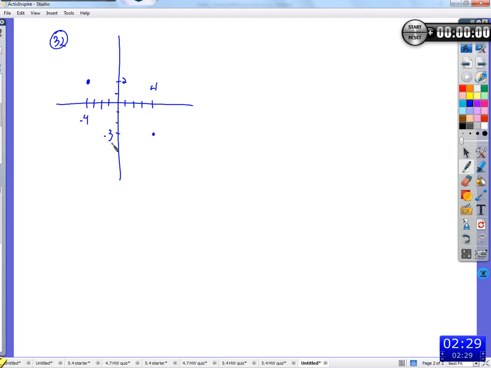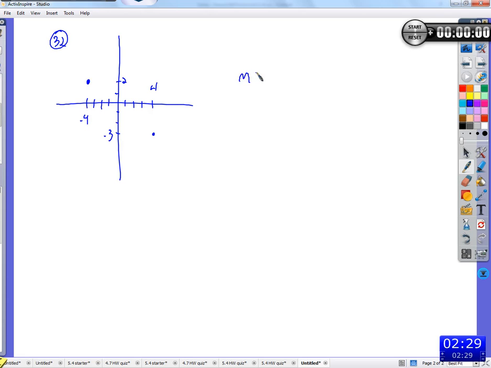And what's the vertical change from here to here? How much does that change? 4, 5, or 6? 5. From here to there goes 2, and from there to there goes 3.